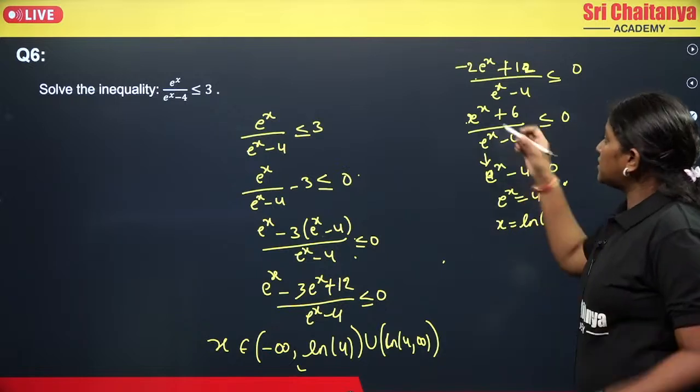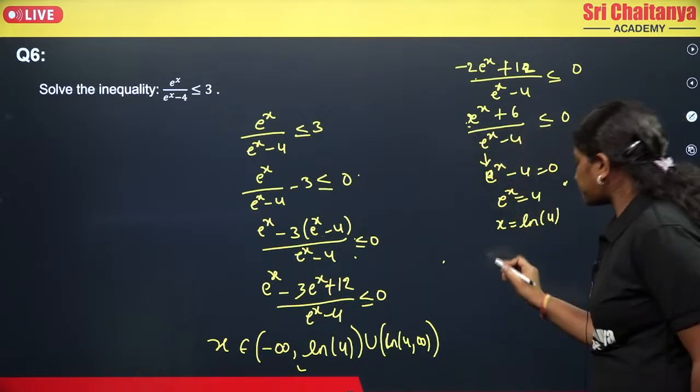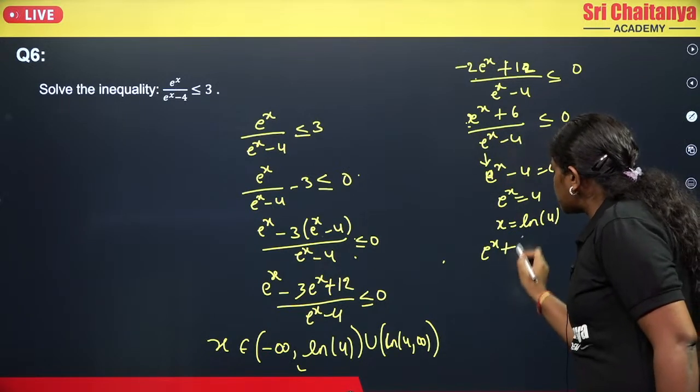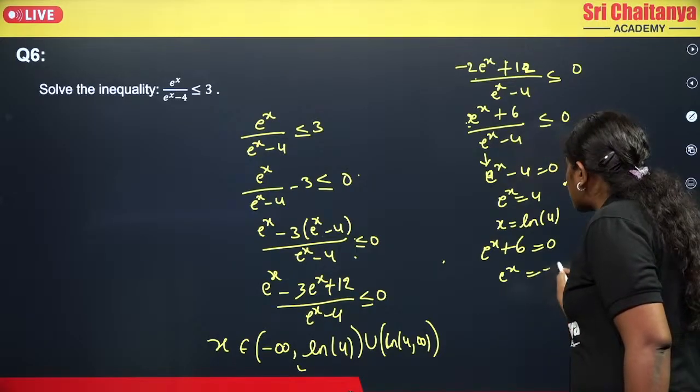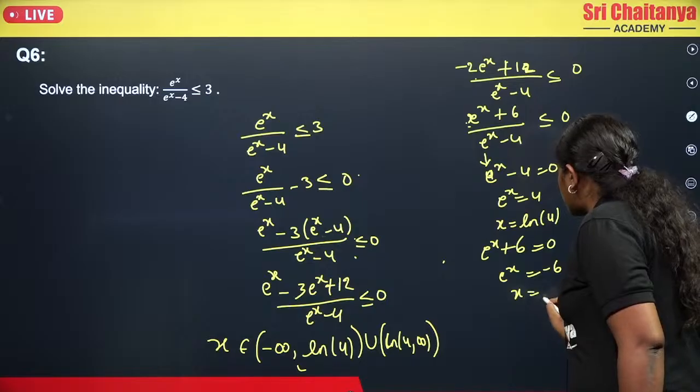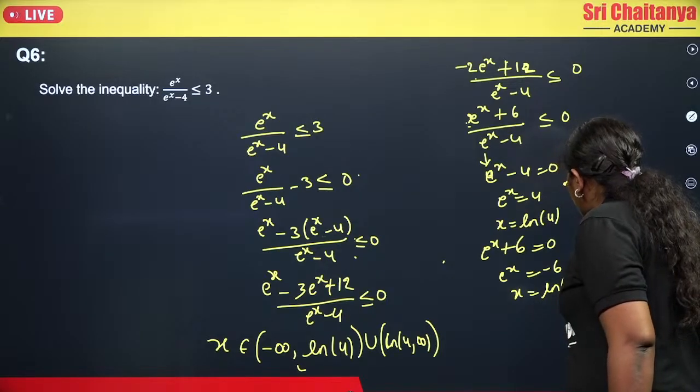So in order to find the 0, we can equate our e to the power x plus 6 equals to 0. From this we will get e to the power x equals to minus 6. From this x equals to ln of minus 6, which is not defined.